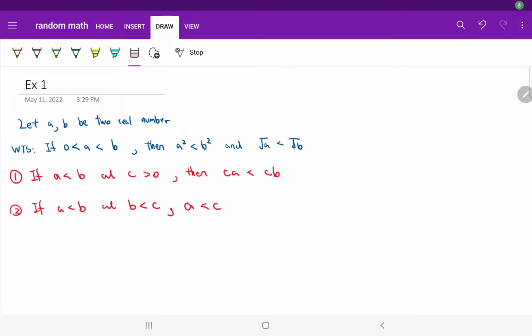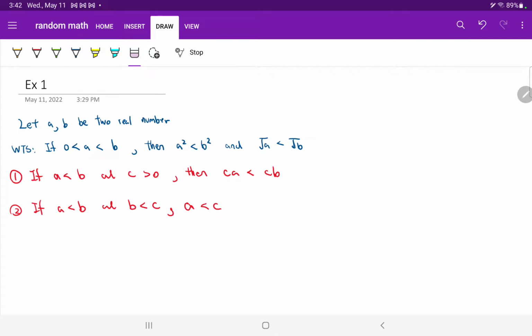Today we're going to take a look at this question where we're given that a and b are two real numbers. We want to show that if b is bigger than a and a is bigger than 0, then b squared is bigger than a squared, and the square root of b is bigger than the square root of a. And before we approach this problem, look at my red pen writing.